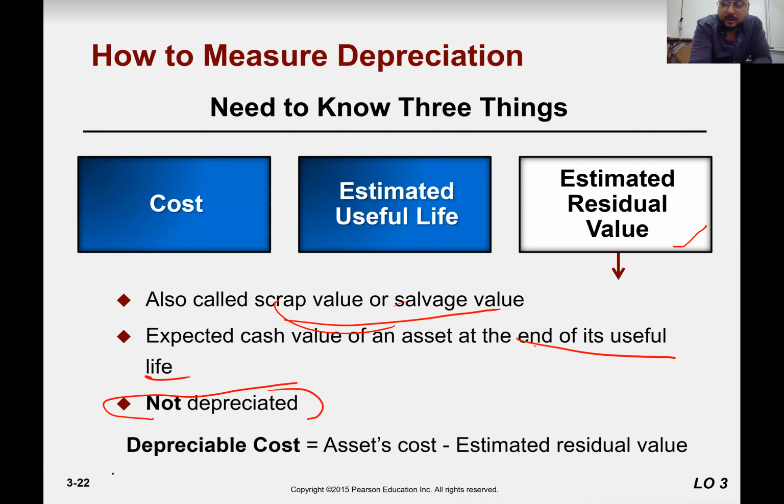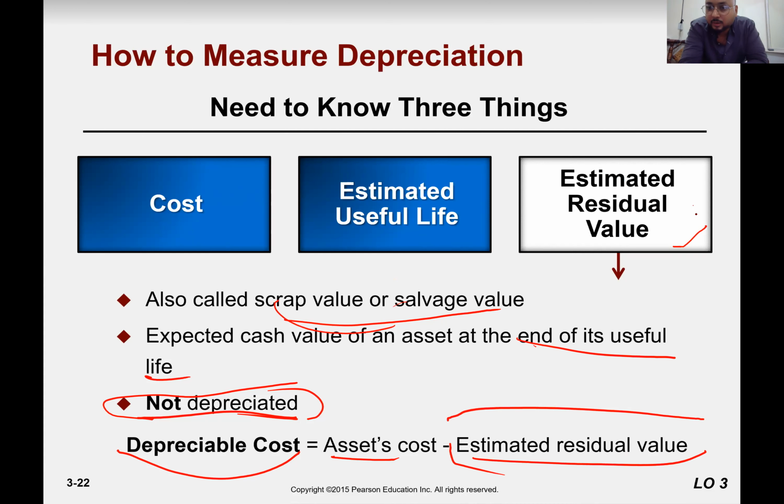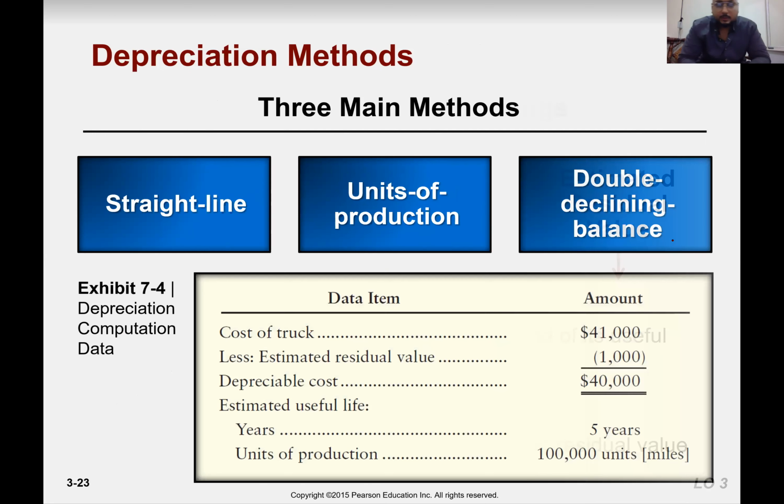So what is depreciable cost? What is the cost that you need to spread over the life of the asset? Simple. Asset cost minus its salvage value, scrap value, or estimated residual value. Right? Simple. So there are three methods used to calculate the depreciation. Number one, straight line method, unit of production method, double declining method.